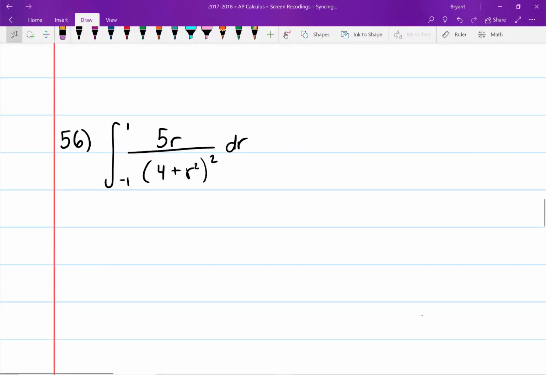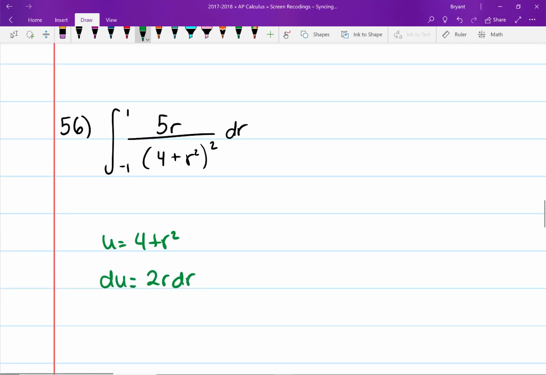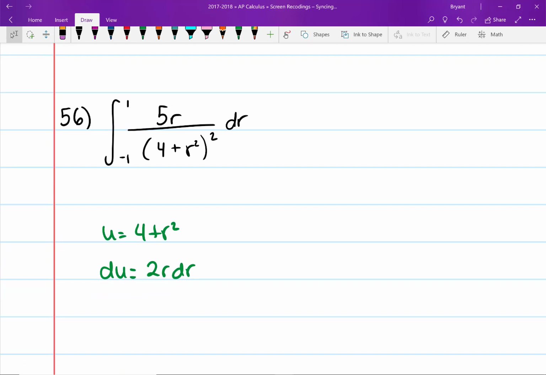All right, moving on to number 56. We're almost there, only a couple more. So here I'm going to let u equal basically what's in my denominator, which is 4 plus r squared. So du is going to be equal to 2r dr. So I have a 5r dr in my numerator, but keep in mind that that's not really that helpful. So I'm just going to go ahead and get rid of this 2, and I'm going to write this as 1/2 du equals r dr.